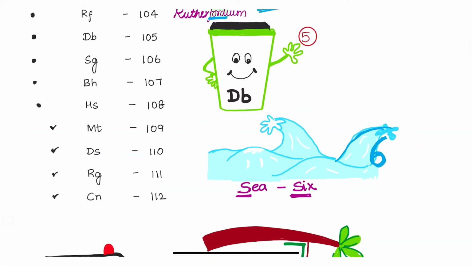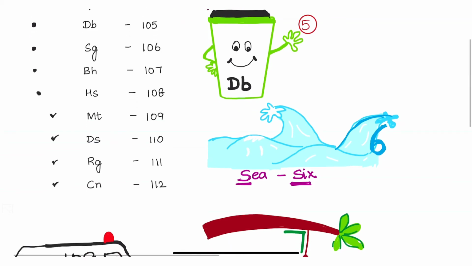Moving on to the next, which is Seaborgium, which is 106. So here I have a picture of a sea. We know that Seaborgium has got the letter S, and 6 has also got the letter S. So sea, 6, Seaborgium for 106. Seaborgium for 106. Alright, so you can remember with this diagram as well. Okay, so moving on to the next element, which is Bohrium.